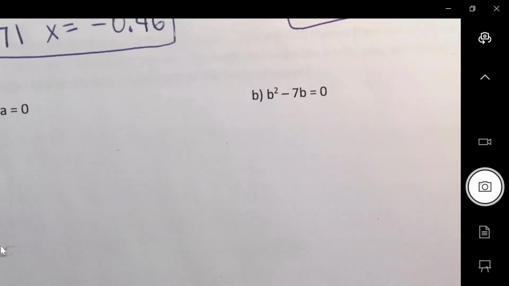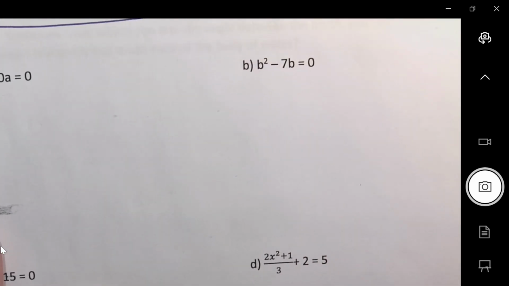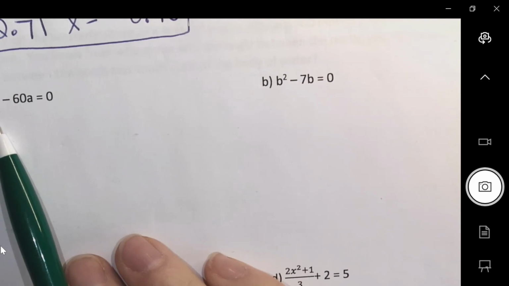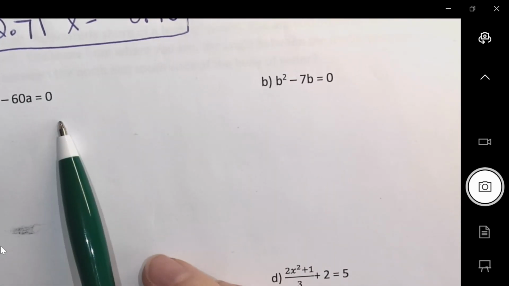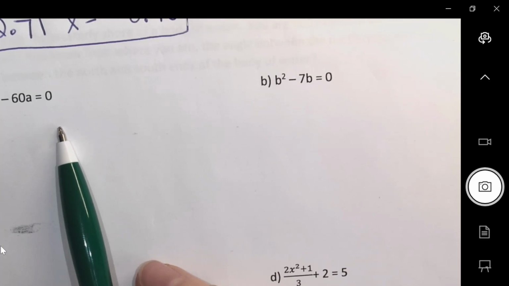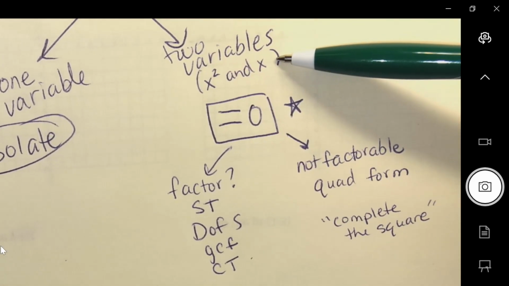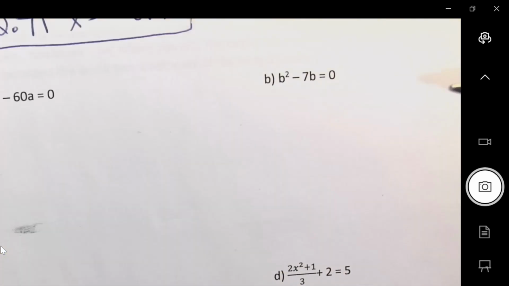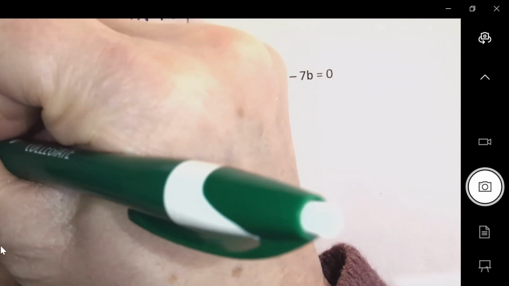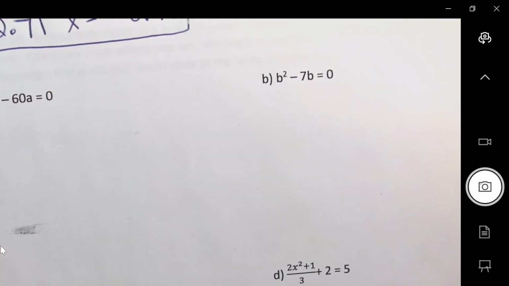Okay, number 8. Do you have more than one variable? Yes. Equals 0. Check. Okay, next on my list. More than one variable, equals 0, check. Factor question mark. Is it one of the styles? GCF. Can you take something out?